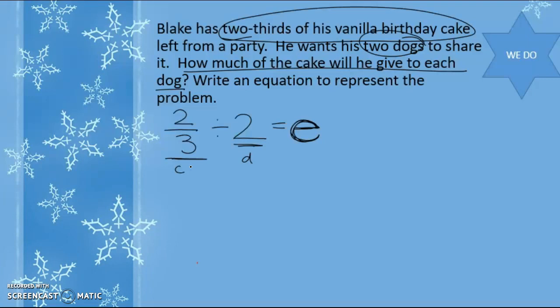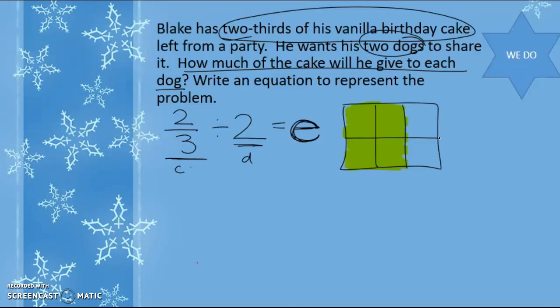Does anyone remember how to do this? Right, I bet you do. So we can draw a picture. And if you'd like, you can watch the next video where I show you how to use a trick called keep, change, flip. You only want to do that if you understand what you're doing in the first place. So we have 3, but we have 2/3. And he's taking those 2/3 and splitting them in half.